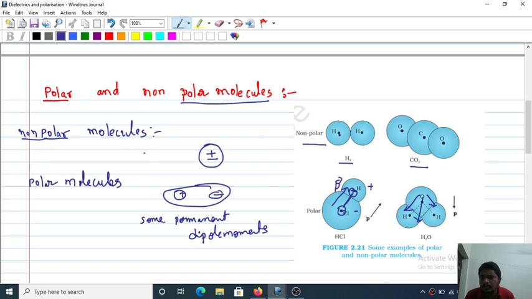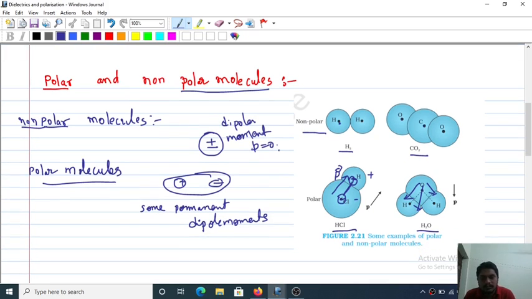Just remember what polar and non-polar molecules are. In a polar molecule, the centers of positive and negative charges are separated by a small distance. Examples are HCl and H2O. Whereas in a non-polar molecule, the centers of positive and negative charges coincide at a single point, so the net dipole moment P is equal to 0.